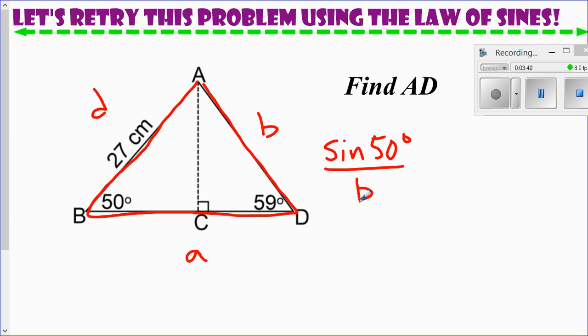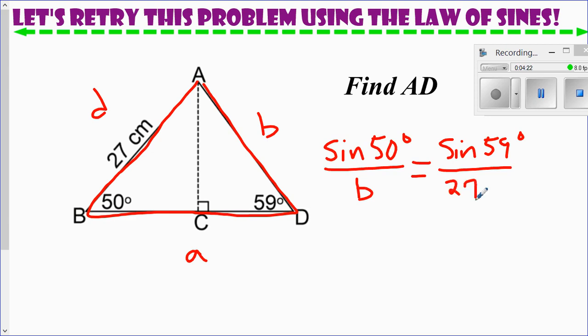Now, I could pick something to pair up with that to make my proportion that's equal to. I could either use angle A with side a or angle D with side d. Well, if I used A with a, I don't know angle A's measure and I don't know the side length a, but I do know angle D's measure and the side length d. So that's the combination that I want. So that would be sine of 59 degrees divided by side d's length, which is 27.